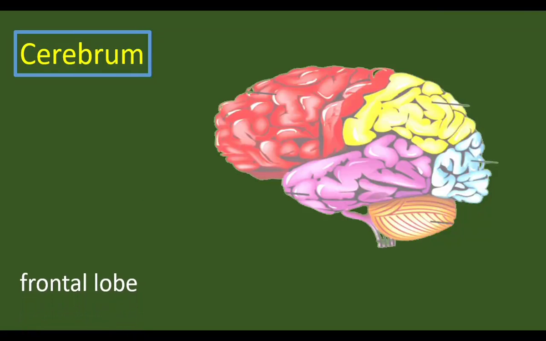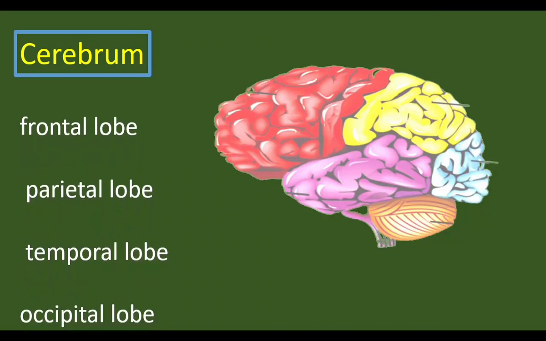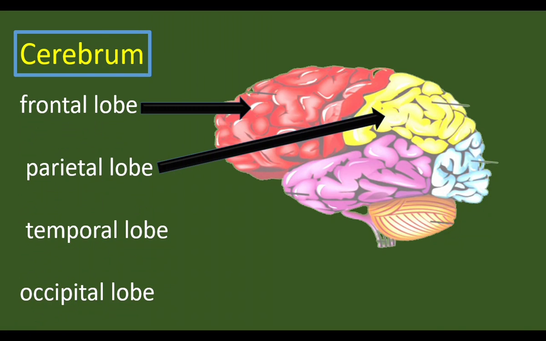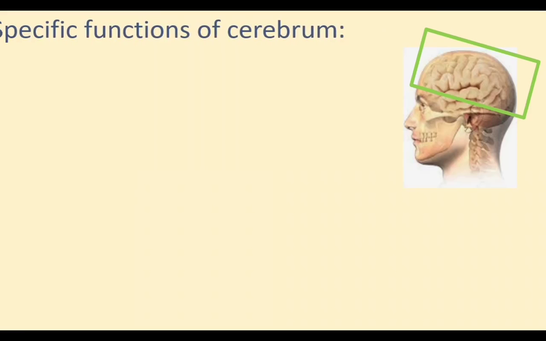Cerebrum has four functional regions. They are the frontal lobe, parietal lobe, temporal lobe, and occipital lobe. The front part is the frontal lobe, the top part is the parietal lobe, the side is the temporal lobe, and the back part is the occipital lobe. These are the four functional areas. If any one of the areas is damaged, the particular function will be affected.